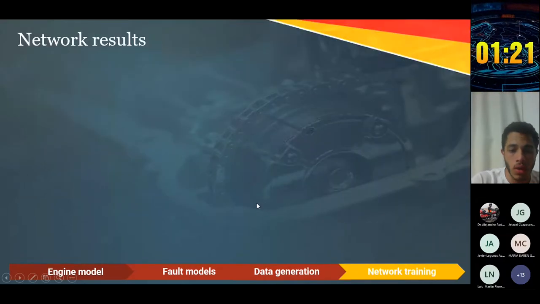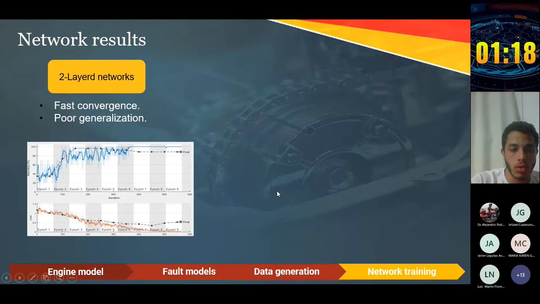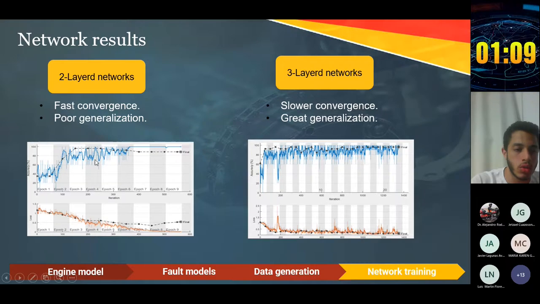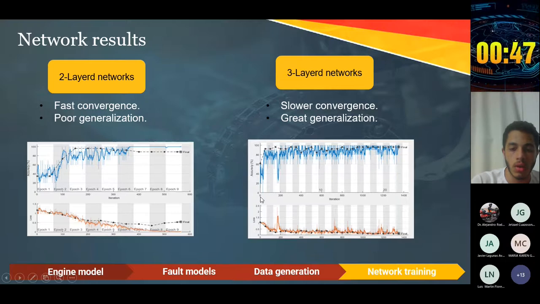Finally, the network training phase. Different network structures were tested against our datasets. The two-layered networks showed a faster convergence, meaning in fewer iterations it learned the training datasets, while it had less generalization capability, as can be seen from this chart. The black dotted line represents the validation data. There is an offset between the two accuracies, while the three-layered network required more time, but the validation and the training data achieved a similar performance.